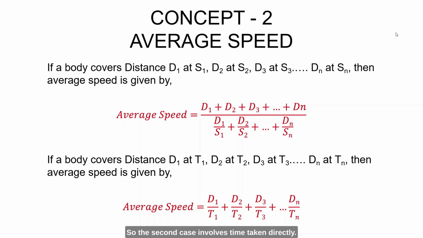So the second case involves time taken directly. In the second case, there are multiple journeys whose distances are d1, d2, d3 respectively, and the time taken for the individual journeys are t1, t2, t3 till tn respectively. In such cases, average speed can be easily obtained by the formula d1 by t1 plus d2 by t2 plus d3 by t3 and so on. Let us see a few more cases involving the average speed concept.